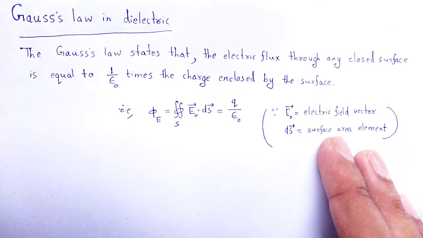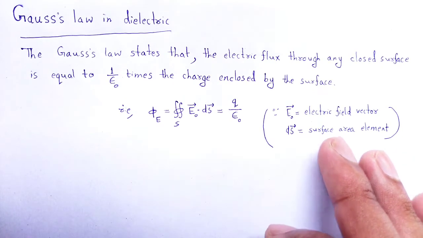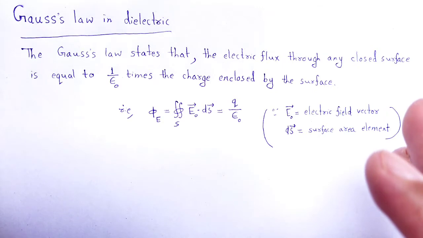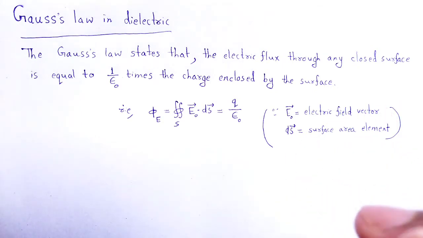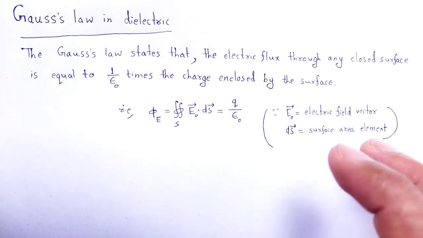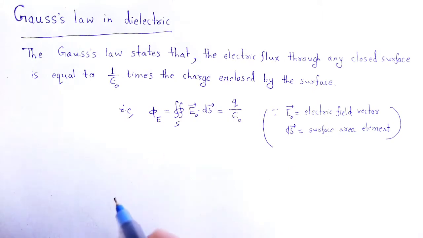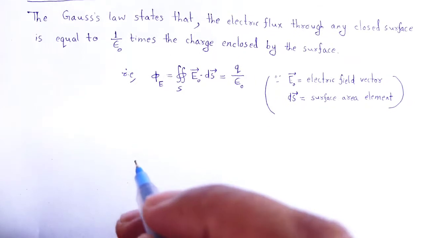Here we have to find out Gauss's law in the case of a dielectric. Therefore, we use a parallel plate capacitor with medium air or vacuum, then take a dielectric within that parallel plate capacitor to calculate Gauss's law. Here, let us consider a parallel plate capacitor.